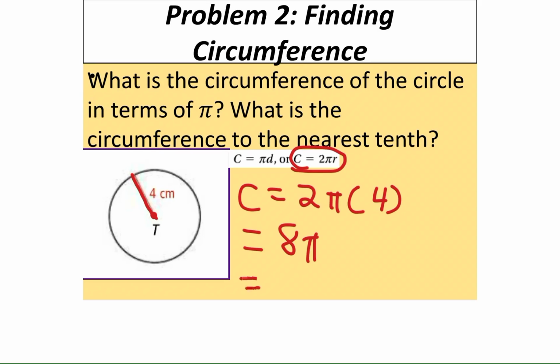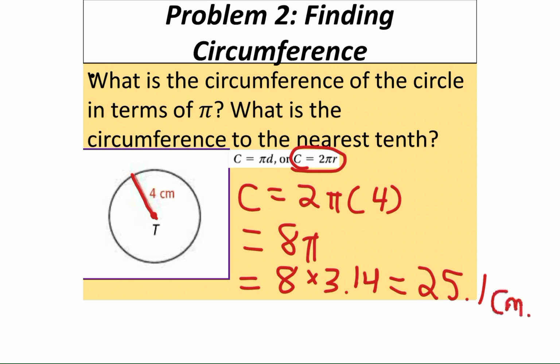To the nearest tenth, we'd have to multiply that out. 8 times 3.14, or just times pi if you have a calculator that will do that. The circumference should be about 25.1, since we're rounding to the nearest tenth. And we are in centimeters. So the circumference of the circle is 25.1 centimeters.